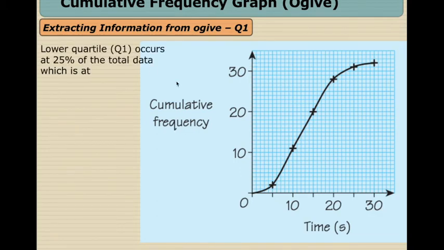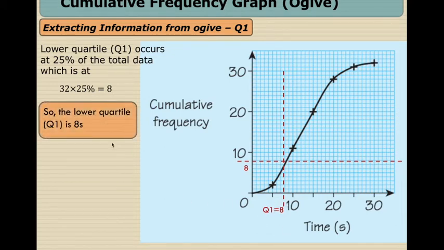Well, we know that lower quartile or Q1 occurs at 25% of the total data, which is at 32 multiplied by 25%, which is equal to 8. So you find 8 from the graph, and then you go across, find the intersection, and then you go down. Okay, then find the corresponding value of time, which is 8 seconds. So the lower quartile or Q1 is 8 seconds.